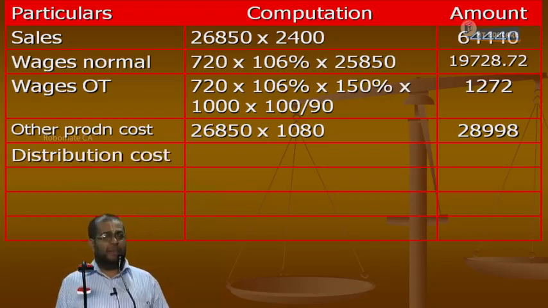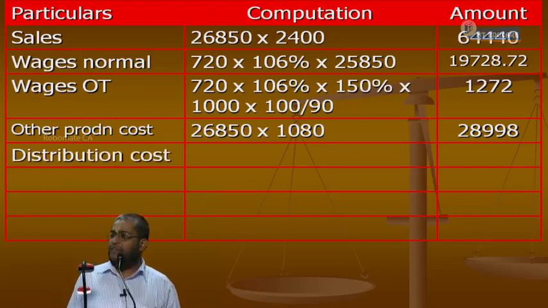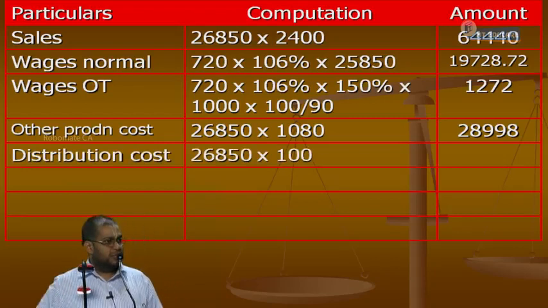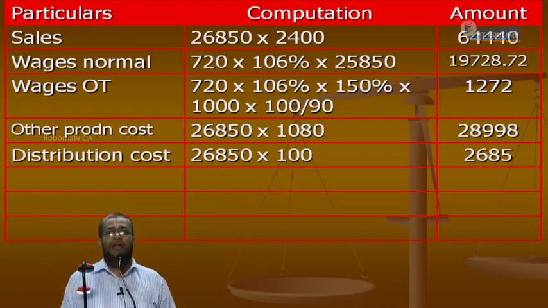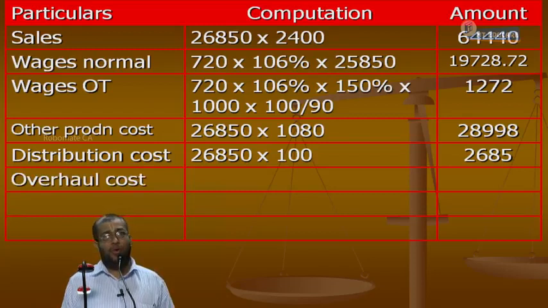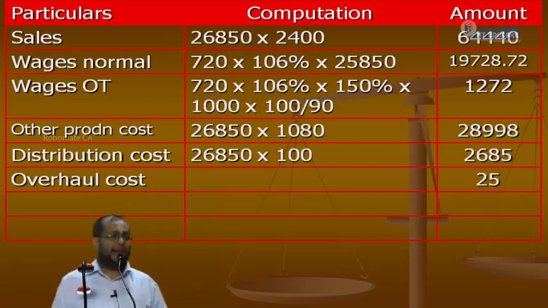Distribution cost, I think 100 per machine, right or not? 26,850 into 100. It is 2685. All the numbers are in thousands. Okay, 2685. Next is what cost? Overhaul cost. So when I allow strike, I can do my own overhaul because some of the workers are free. Okay, in that case, what is the overhaul cost? 25,000. Only metal cost is spent, so 25,000.